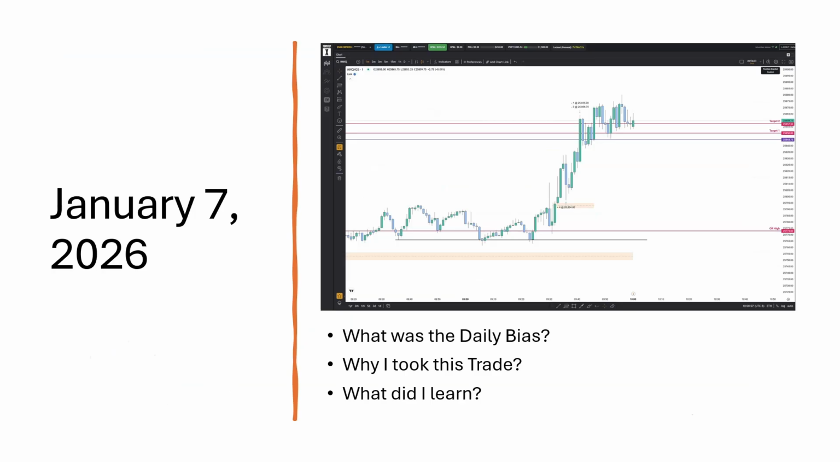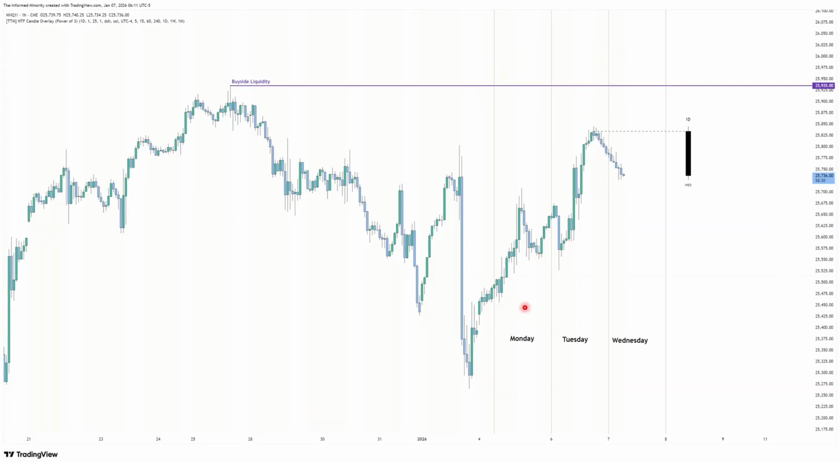So for January 7th, 2026, what was the daily bias, why I took this trade, and what did I learn? My weekly profile, classic expansion week. So Monday creates the low of the week or high of the week, but in this instance I was looking for buys, so it would create the low. One of my friends was over and I said, we're gonna watch this fair value gap right here. It's not outlined here, but that's what I was looking at. If we're above it, that's gonna be the target. If we're below it, then we're probably gonna go a little bit lower, but I was looking for buy side and we'll see what happens.